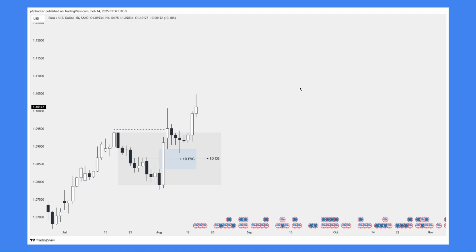There is another example on the Euro chart. Price has given us a continuation in order flow here and structure, leaving behind a bullish fair value gap inside a bullish order block. As we can see here, this is a consolidating fair value gap and price has beautifully tapped back into the fair value gap to find support and pushes on from it.